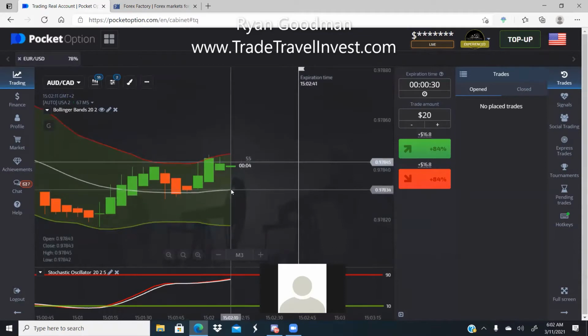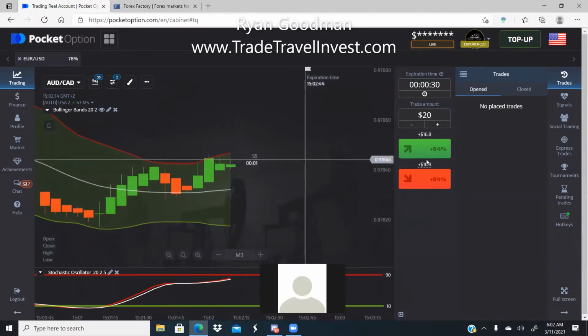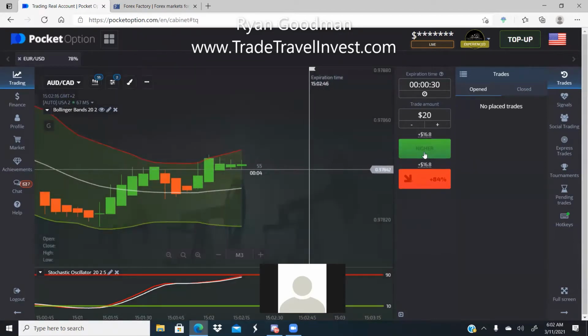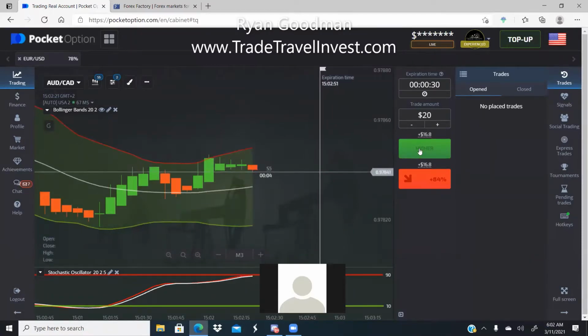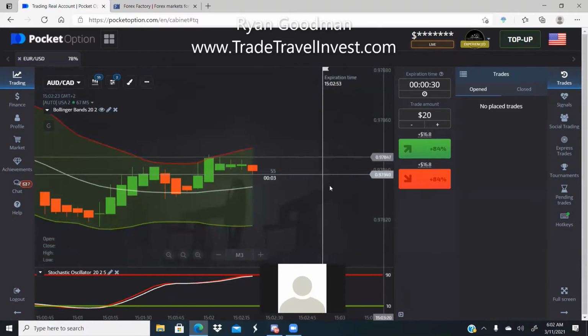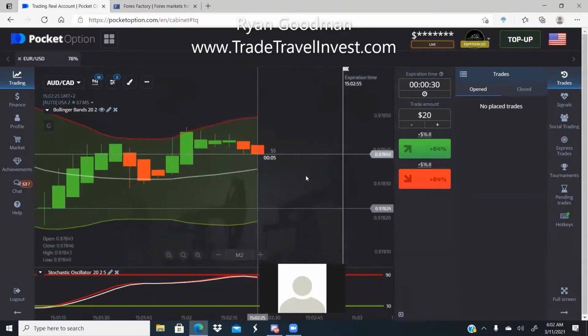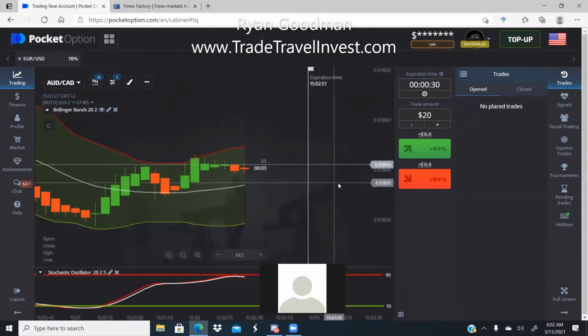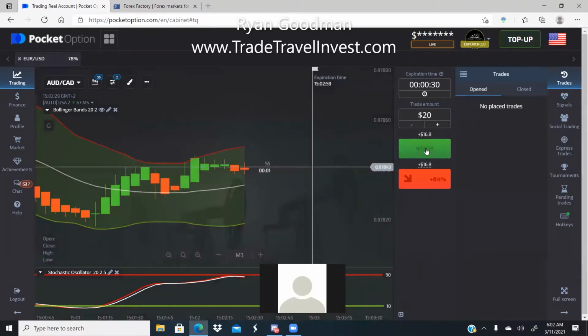So if it does drop down to this middle Bollinger Band, I'm going to want to take one 30-second call to the upside. So there's only two options with options trading, either a call or a put. A call is a trade to the upside, and a put is a trade to the downside. So everyone get ready. It's starting to make that small drop down. We're going to be looking to take one 30-second call any second now.